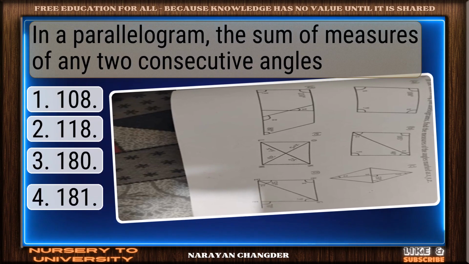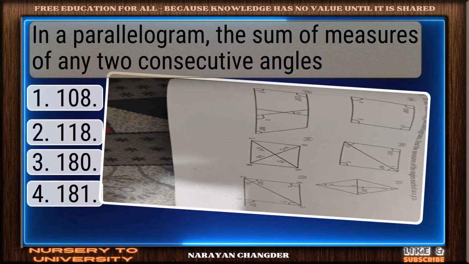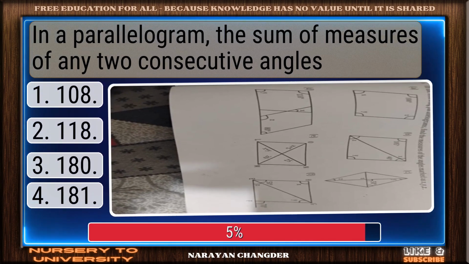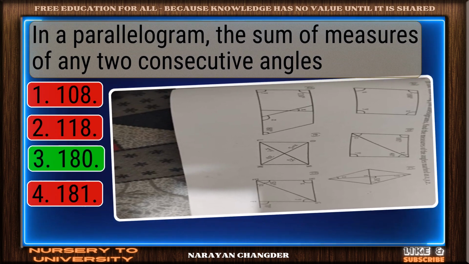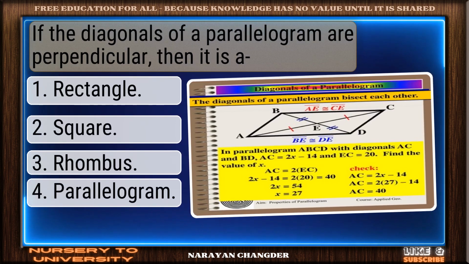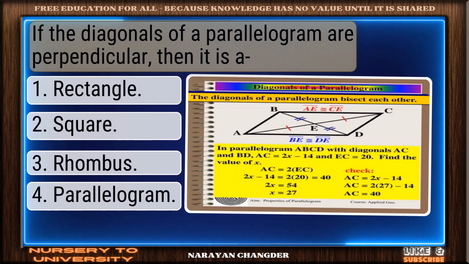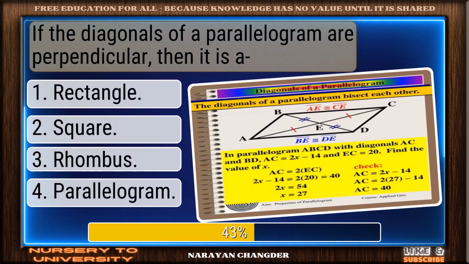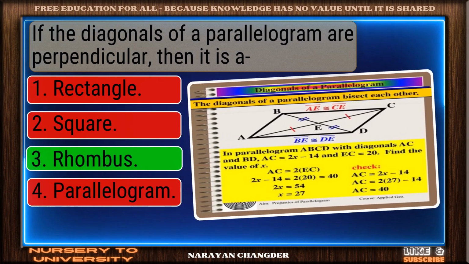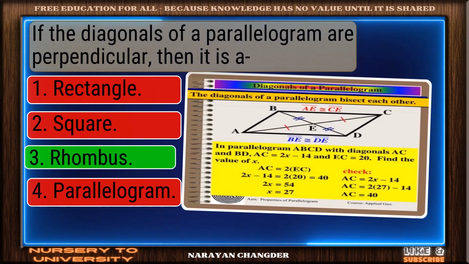Question number 67. In a parallelogram, the sum of measures of any two consecutive angles. 180 is a solid answer. Question number 68. If the diagonals of a parallelogram are perpendicular, then it is a... Excellent. Rhombus is a brilliant choice.